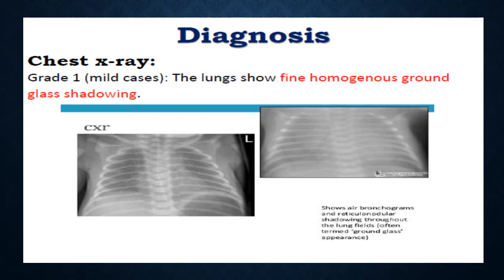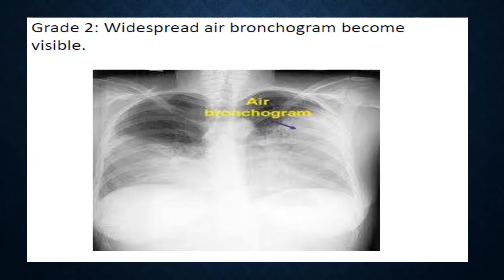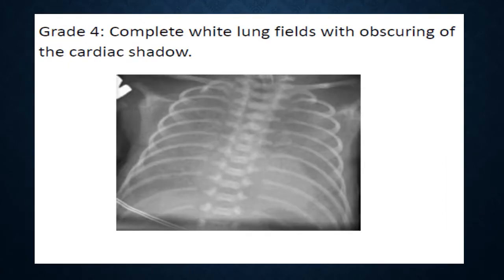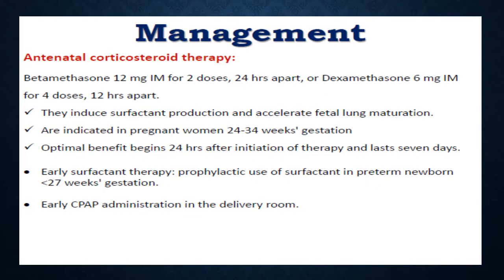There are many grades, 1, 2, 3, and 4, of hyaline membrane disease, starting from mild cases that show only fine homogeneous ground glass shadowing on the X-ray. Then, widespread air bronchograms may appear. At last, in grade 4, there are complete white lung fields with obscuring even of the cardiac shadow.